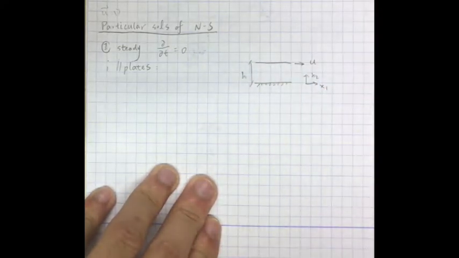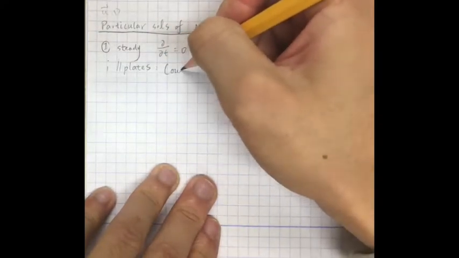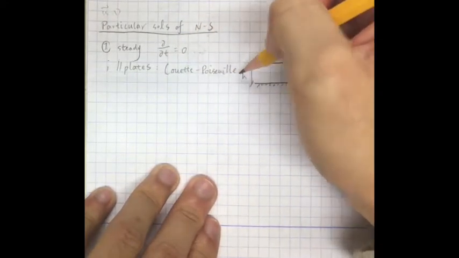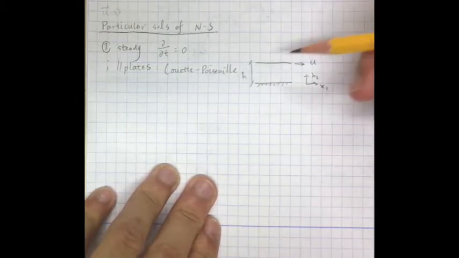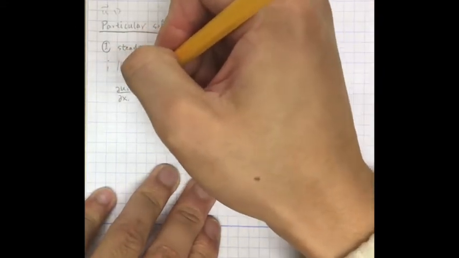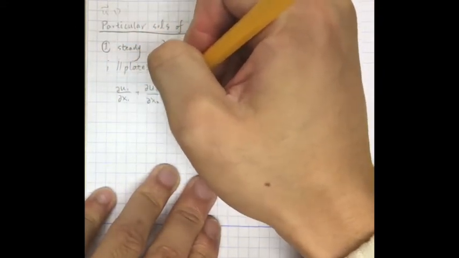So what's the flow in here? The fluids are here, right? Well, what is the flow going to be like? This is what we call the Couette-Poiseuille flow. Okay, so let's assume the fluid here is incompressible. So we can simplify the continuity equation, right? The continuity equation becomes the divergence of velocity equals 0: du1/dx1 plus du2/dx2 equals 0.